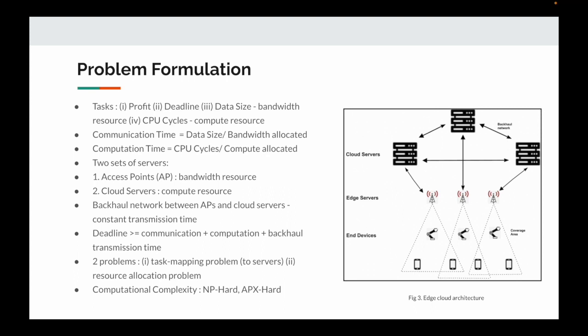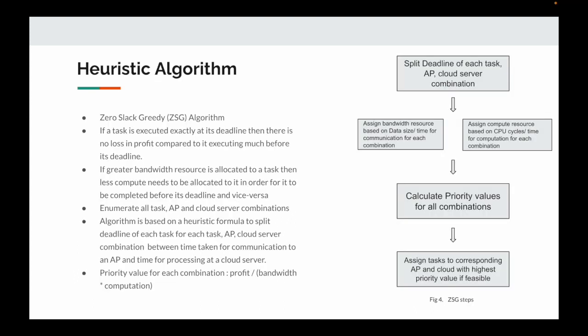So this problem is NP hard. So we will not find any polynomial time optimal solution for this problem. The good news is that it is APX hard, so we can hope to find approximation algorithms with guarantees. So first up is the heuristic algorithm we devised.